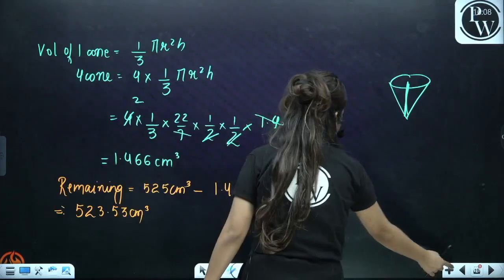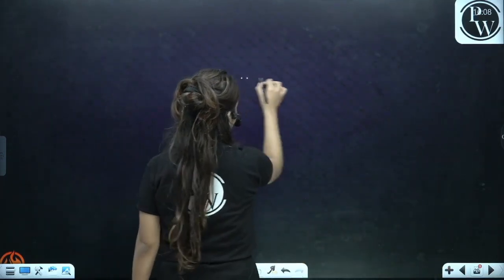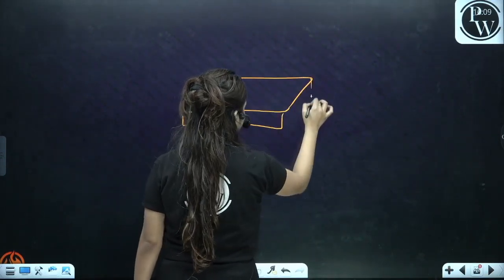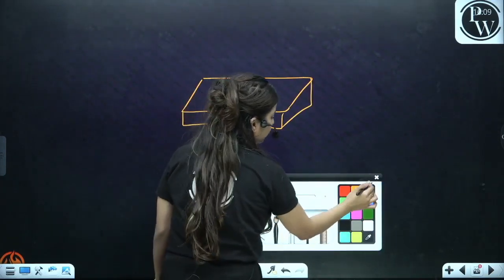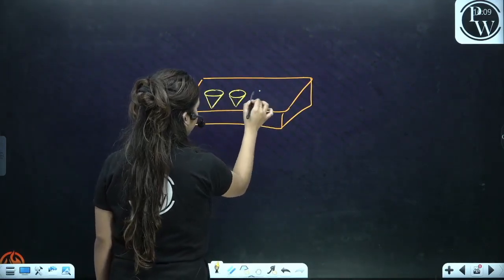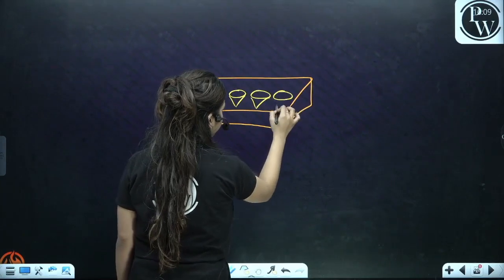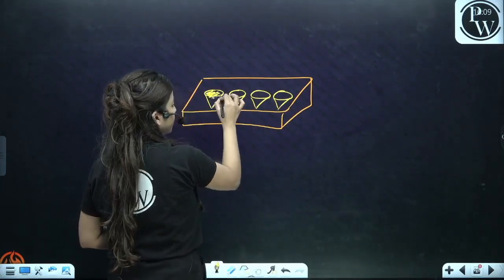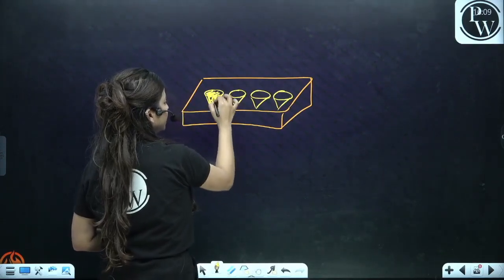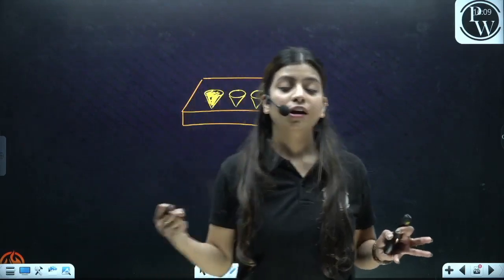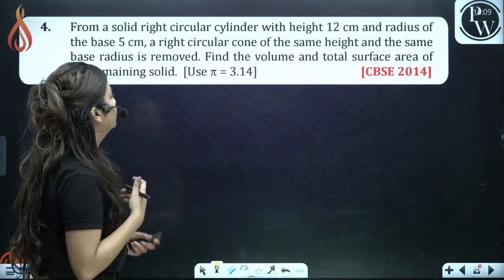I'll show you with the figure again. See, if I had this pen stand, which is cuboidal in shape, and it had 4 conical depressions, that means this particular part is removed. This is not present in the pen stand which we have. That wood is removed, so the volume of that wood is removed. Let's move forward to the next question.